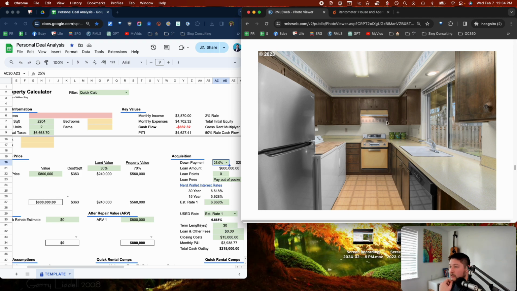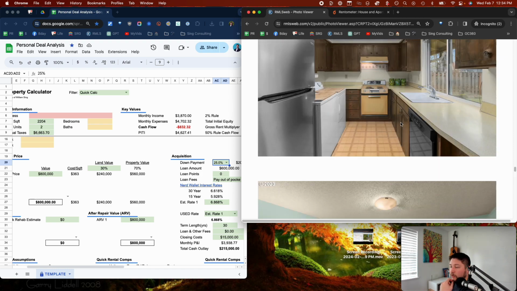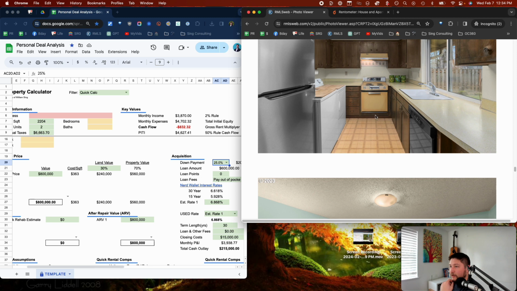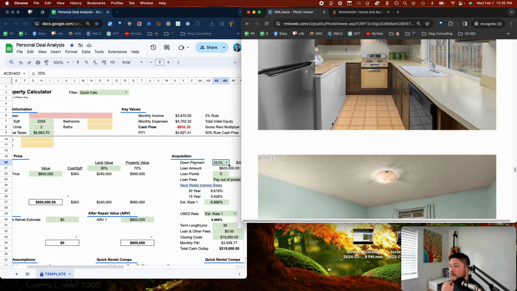You can see that these are actually very similar cabinets to the previous unit, and then this is definitely something that needs to get updated. It also has a washer and dryer in here, which I think would probably be better to remove and then put in a closet or something, like it is on the other unit.